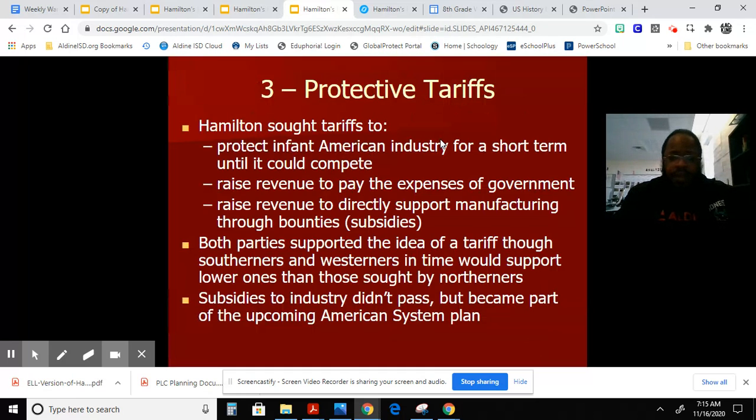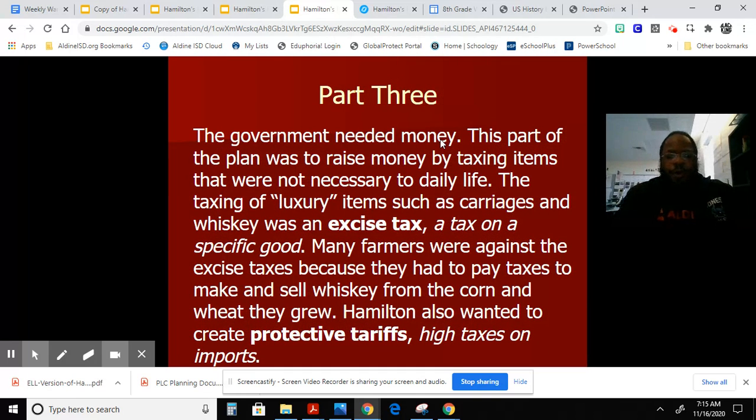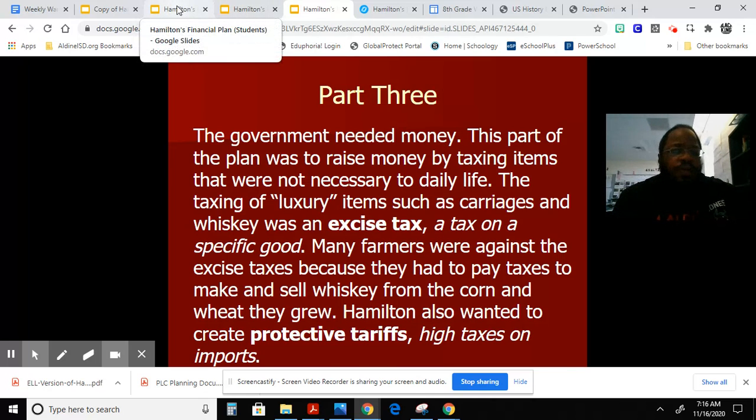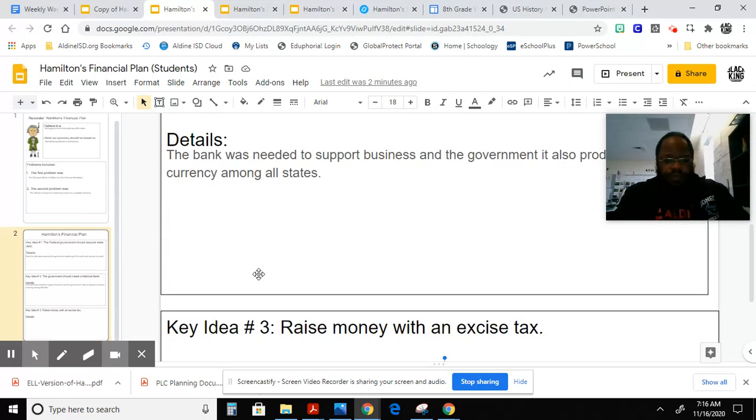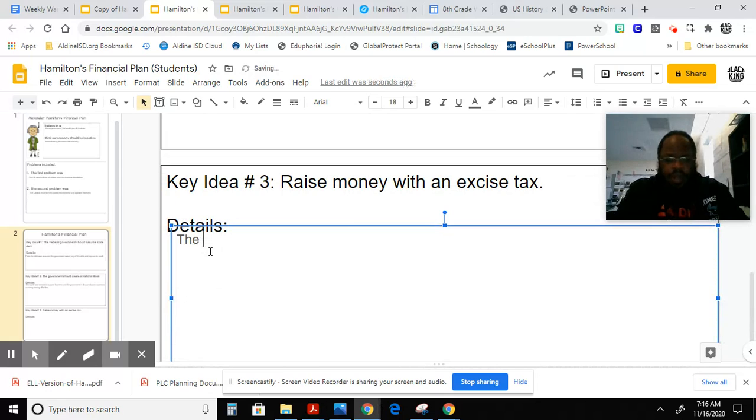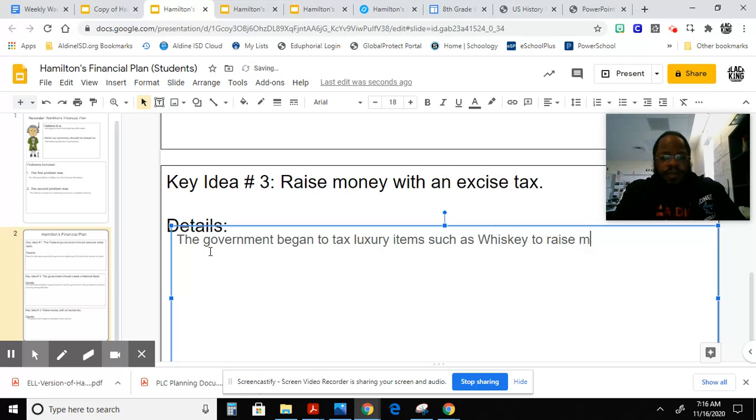All right, so let's go back. So we're looking at what was the purpose of the excise tax and why they were charging it. Because the government needed to raise money. The government began to tax luxury items such as whiskey to raise money for the country.